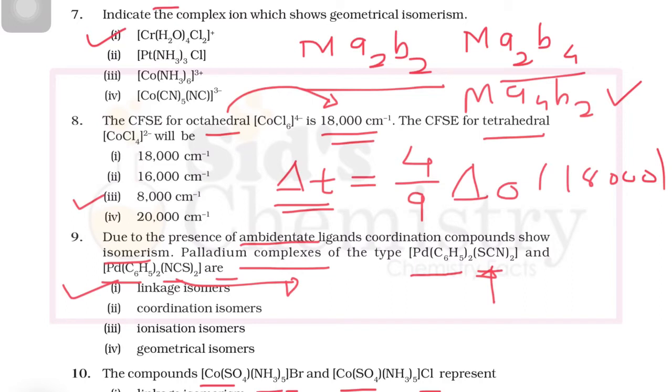NH3 is also present on both sides. Well, we have Br and Cl. Now we can see that they are totally different. They cannot form even ionization isomers, because ionization isomers require the same molecular formula. But we can see that in question number 12 the molecular formulas are totally different, and therefore we cannot end up with ionization isomers.